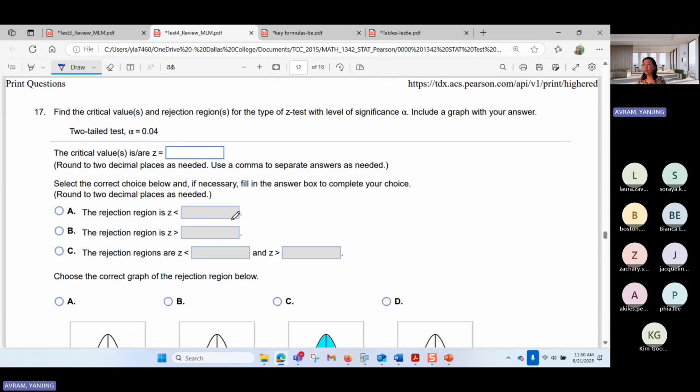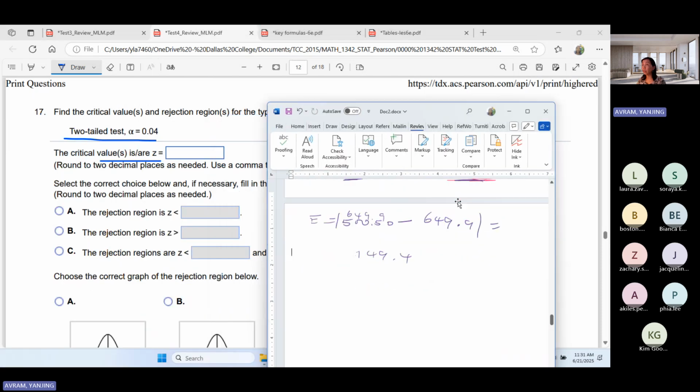Okay, let's look at this one right here. This is a two-tailed test. Okay, find a critical value for the z-test. So remember, this one is using the z-test. It's already telling you in here. Two-tailed test. What is the critical value for the z when the alpha is 0.05? Okay, let's see how we calculate this one. Okay, we're almost done.